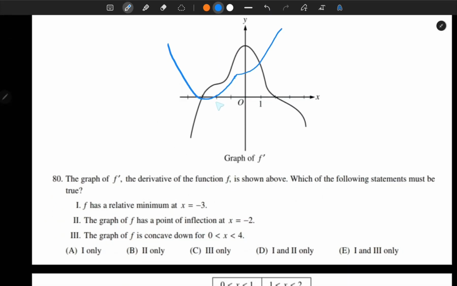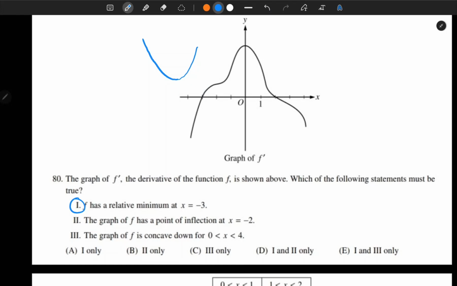So here, we see that at x is equal to negative 3, which is this location here, we in fact do have a relative minimum. So 1 is correct. And it is a relative minimum because if we look at the derivative again, we have a derivative that is negative, and then at some point becomes 0 for an instant, and then becomes positive. And that is the definition of a relative minimum.